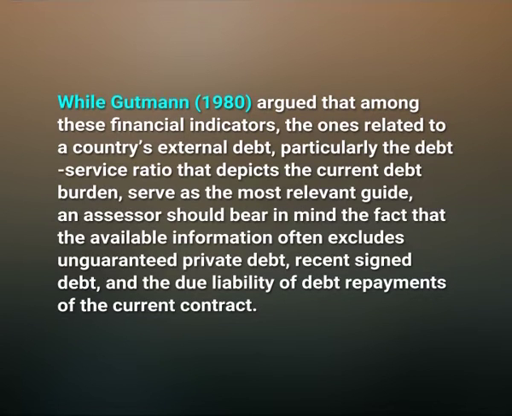While Gutman in 1980 argued that among these financial indicators, the one related to a country's external debt, particularly the debt service ratio that depicts the current debt burden, serves as the most relevant guide, an assessor should bear in mind that the available information often excludes unguaranteed private debt, recently signed debt, and the due liability of the debt repayment of the current contract.